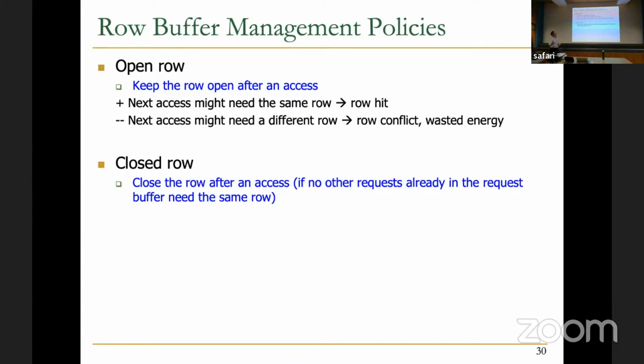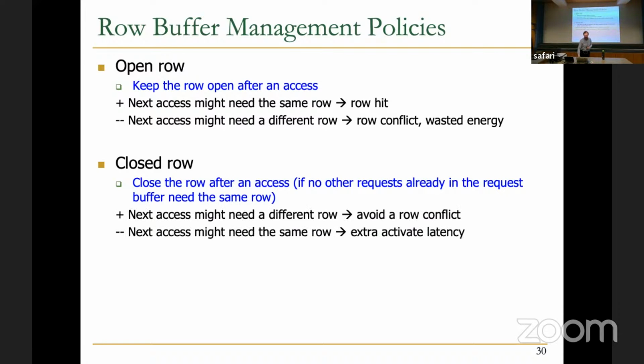Because if there's already a request that is needing the same row in the same request buffer, you may want to just service that, right? And then close the row when there are no requests in the request buffer to the same row. So again, here the anticipation is that the next access might need a different row. You avoid a row conflict by closing the row immediately. But this works badly if the next access might need the same row. This leads to an extra activate latency.